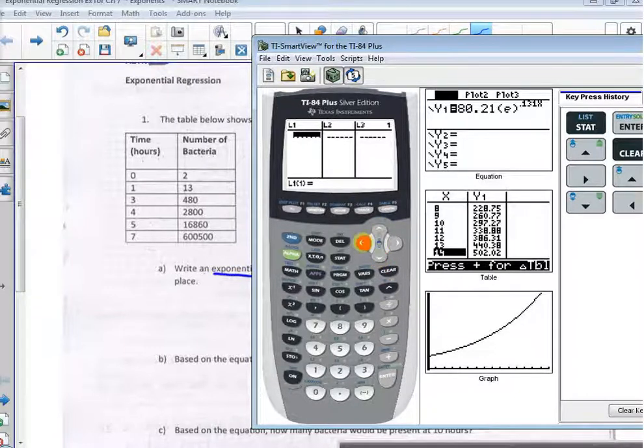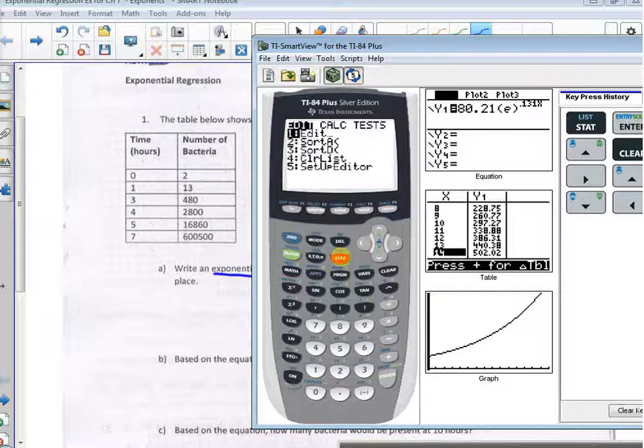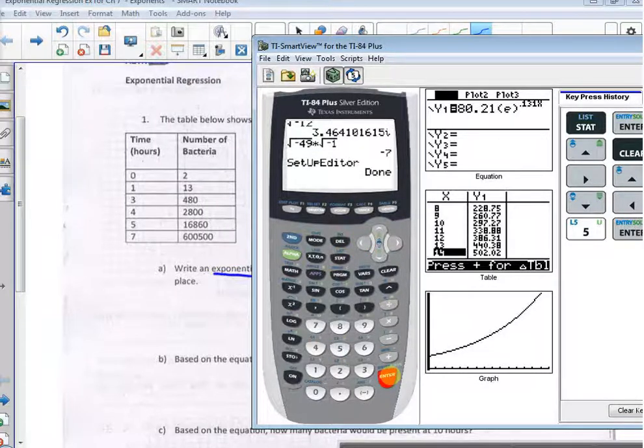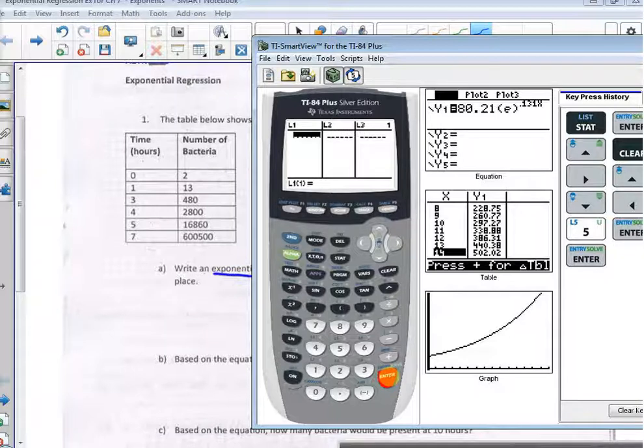If you hit delete, you may have to go back to Stat and choice 5, the setup editor, and then when you go back to Stat and edit, it should reappear. L2 would reappear if for some reason you deleted it, or L1. Now to enter these, just type in what you see here. So 0, 1, enter, 3, 4, 5, 7.